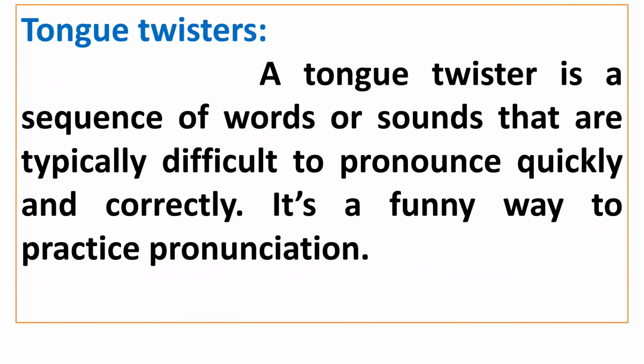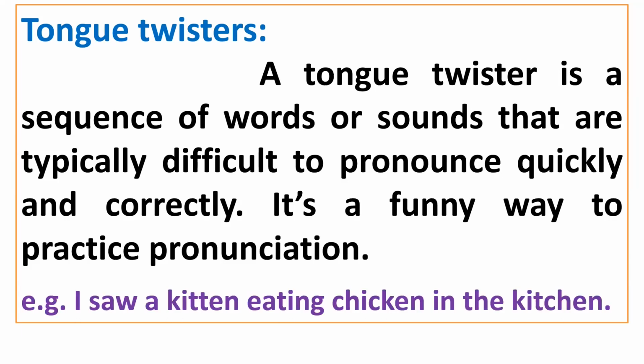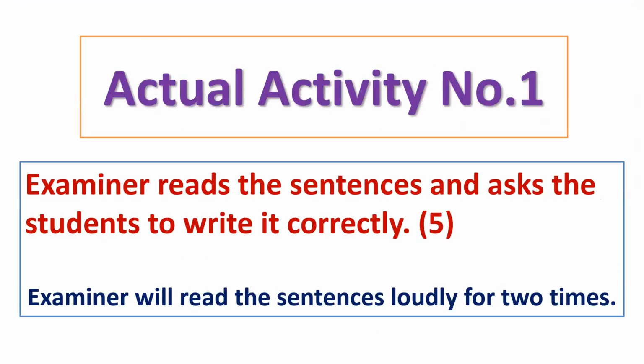Tongue twisters. A tongue twister is a sequence of words or sounds that are typically difficult to pronounce quickly and correctly. It's a funny way to practice pronunciation. Now, tongue twisters are also used in the sentences, and the examiner will ask the students to write properly. See the example of tongue twister. I saw a kitten eating chicken in the kitchen. Now, when the student listen this sentence, he should have to differentiate the exact words and write these words in a proper sequence.